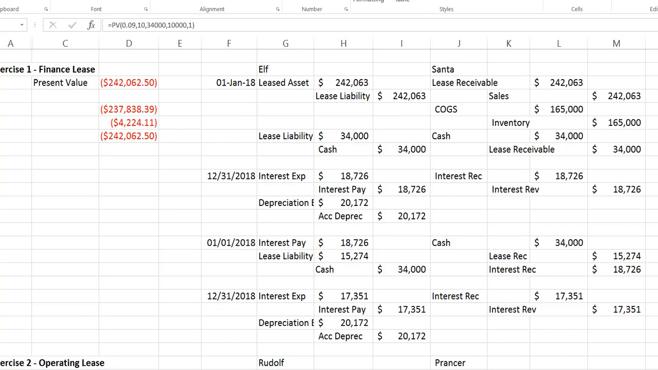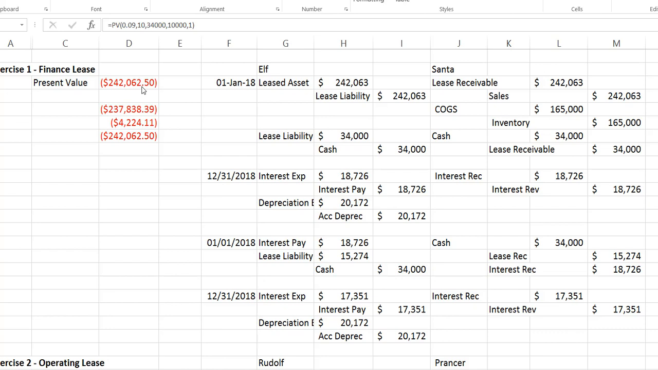Hello everyone, welcome to the explanation of our answers to our practice problems with regard to leases. We have three exercises, or three leases. We're going to look at each one of them separately, and we're going to look at both the lessee and the lessor side. So first one, we determine, is a finance lease because of the bargain purchase option.